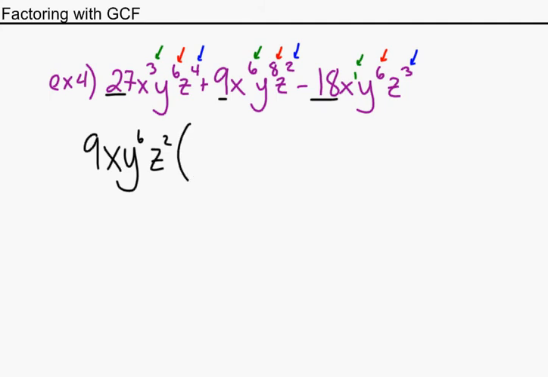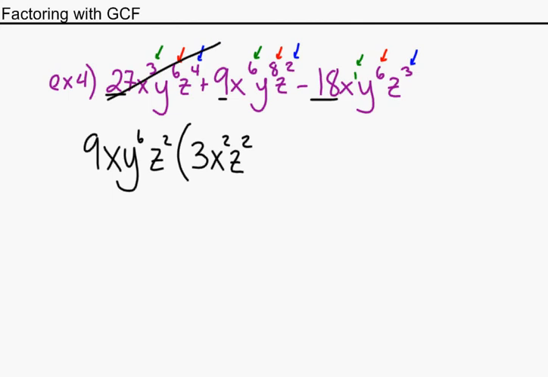So now I have to go through and just yank him out of all of these pieces. Remember, divide the numbers, subtract the exponents. So 27 divided by 9 gives me 3. Take away 1x, so I'm left with x squared. Take away all 6 y's, and take away 2 z's. I'm left with z squared. So I'm done with that whole piece.